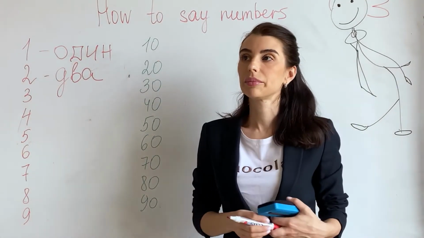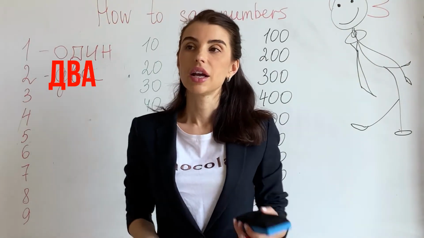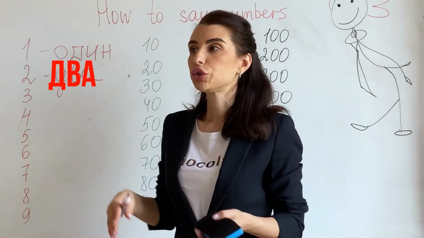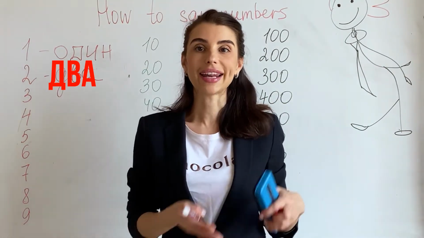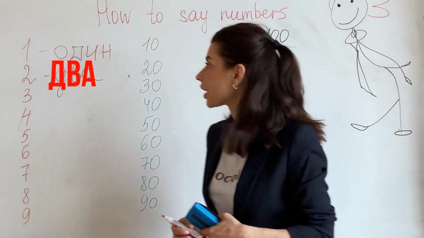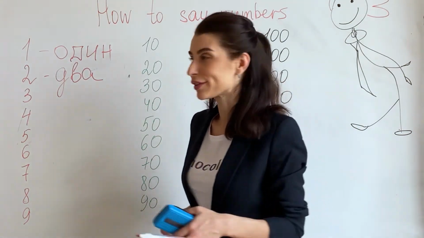2 can be 2 persons in a couple. 2 человека, 2 persons. 2 babies in a family. 2 ребенка, 2 babies. Can be 3 babies also, and 4 also, it depends on the family.